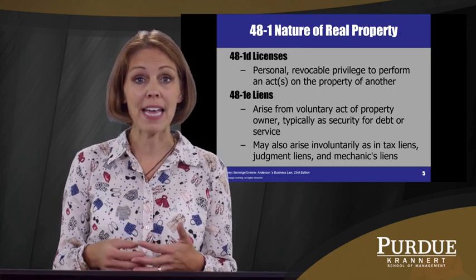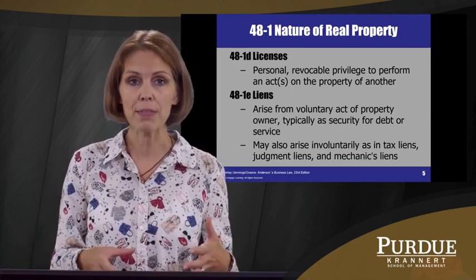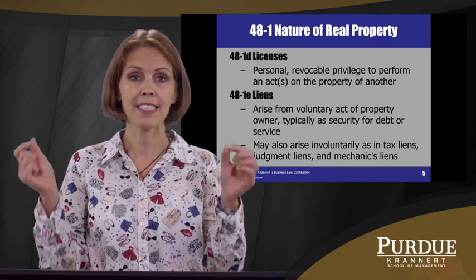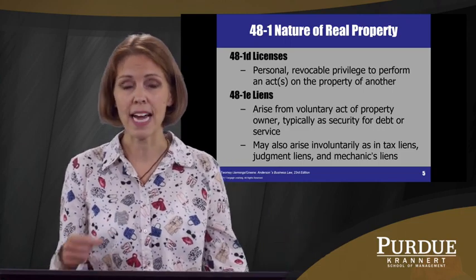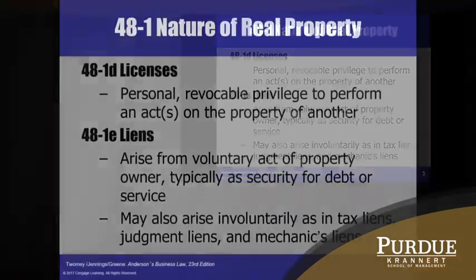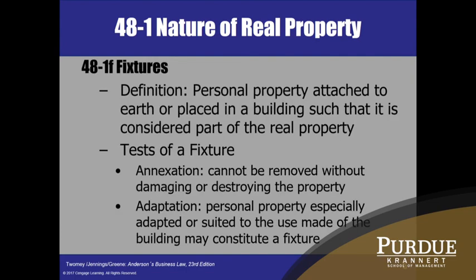Another example of this would be a tax lien. If you fail to pay your property tax or your income tax, the government can attach a lien to the property, and then they can actually sell it at a tax sale if you fail to pay. Okay, let's see. Then we have fixtures.